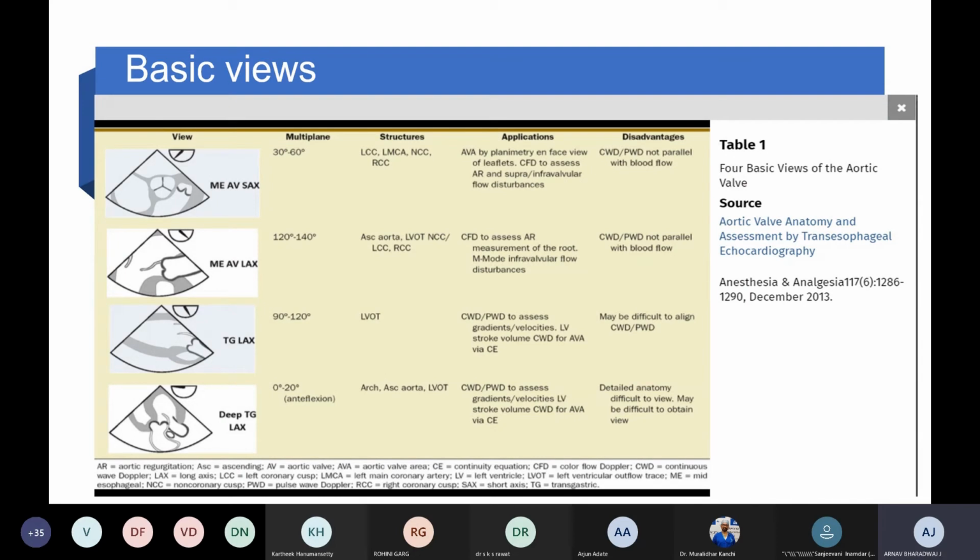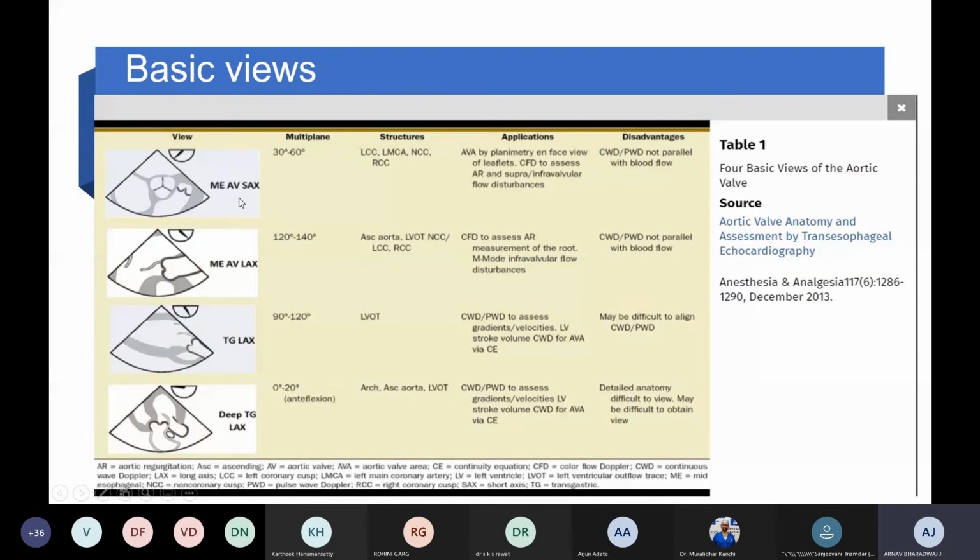So you have to be very careful while doing anteflexion because the probe should be in the stomach before you do that, and while withdrawing also you have to be careful. We should not withdraw in anteflexion, which may cause problems at the gastroesophageal junction. Whenever we put the probe, see that an adequate amount of jelly is used so that we do not cause any problem. So these are the four basic views for the assessment of the aortic valve.